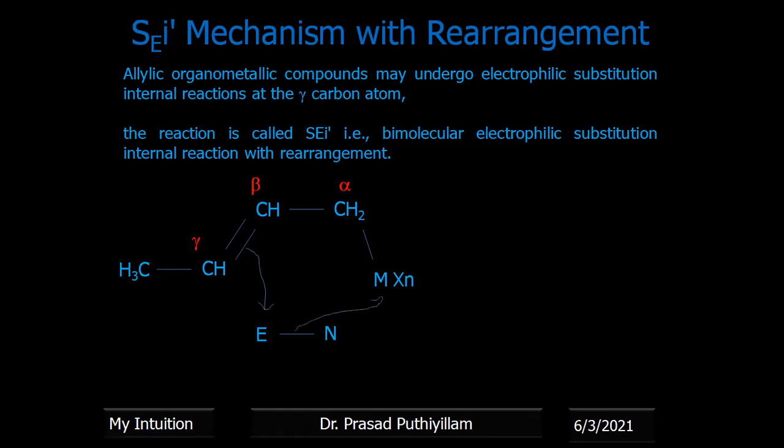Then it forms a bond with the electrophile, and the portion of the electrophile forms a bond with the metal, which is assisting the removal of that leaving group. And when it moves away, a new double bond is formed between alpha and beta. Therefore, we get the product, formed in this manner, that is CHE. Here electrophilic substitution has happened at the gamma position, and we are getting a new double bond here, and the leaving group goes with a portion of the electrophile.